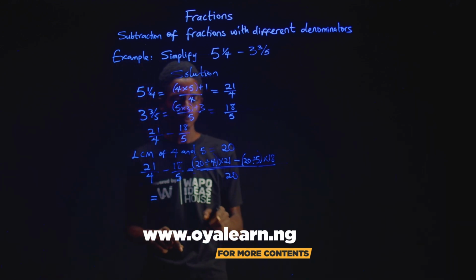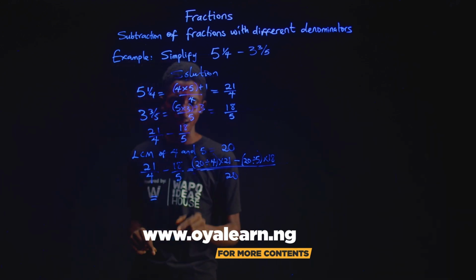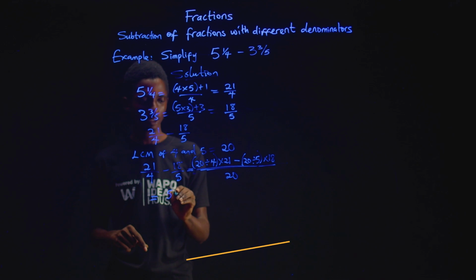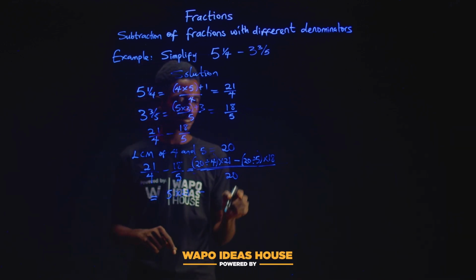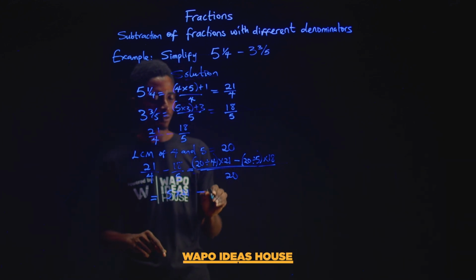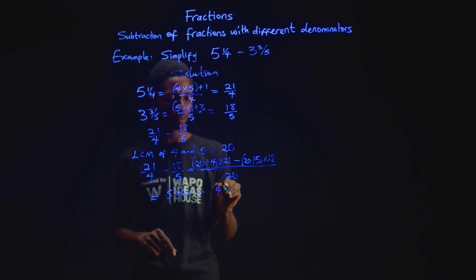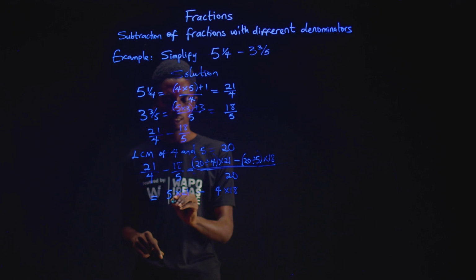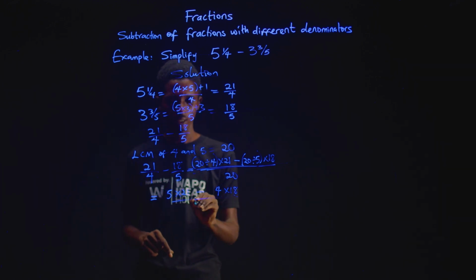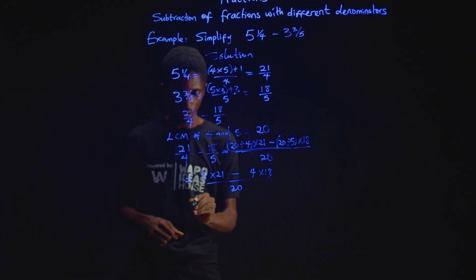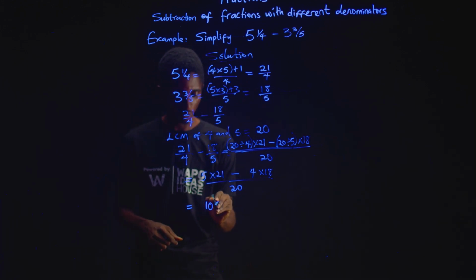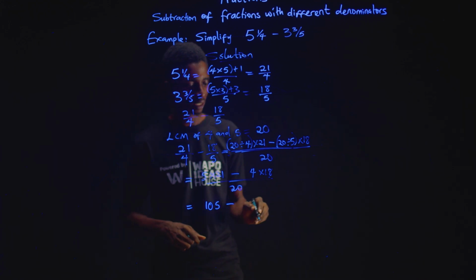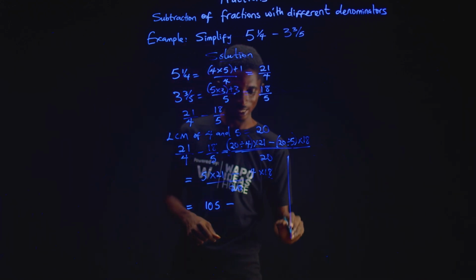Now, 20 divided by 4 will give us 5. So we are multiplying 5 by 21, minus 20 divided by 5 will give us 4. So we are doing 4 multiplied by 18, all over 20. Alright, so 5 times 21 will give us 105 minus, now 4 times 18.